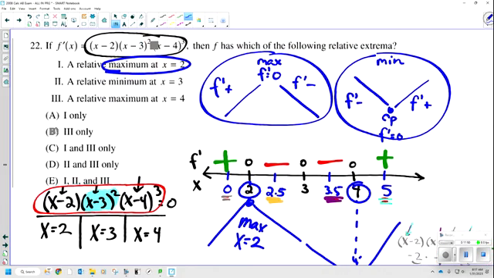Max at 2. Ooh, it says maximum at 4. Ooh. So out of those things that are given to us, only number 1 is true. Yeah, this should say minimum. It says maximum, so false, false. So only 1. Woo! A lot of explanation.